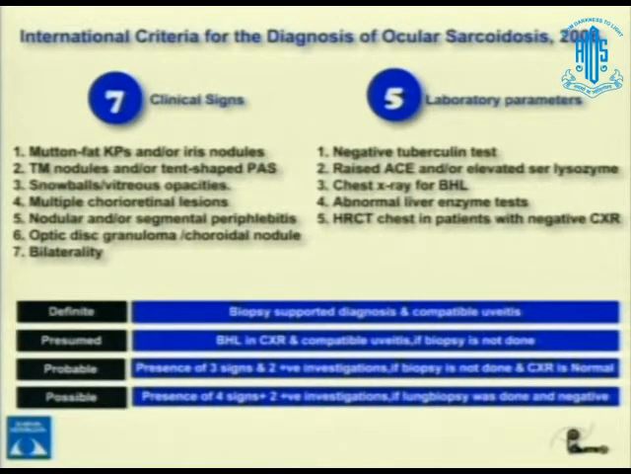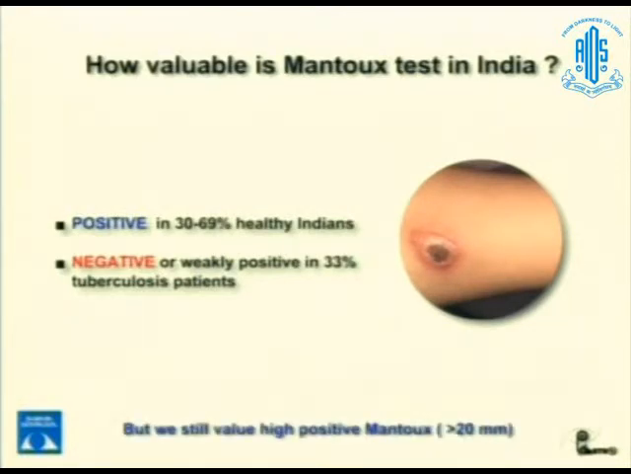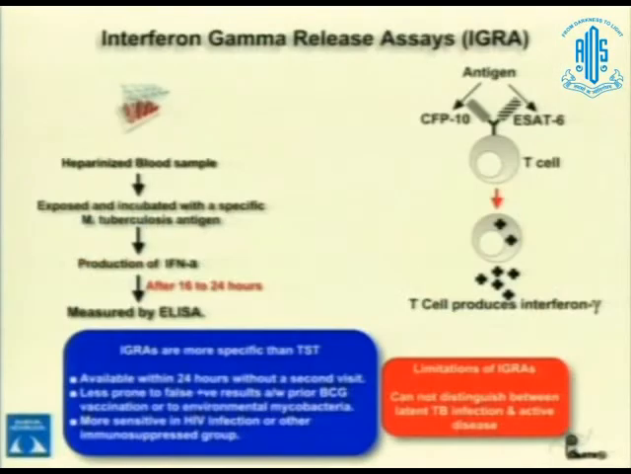For theory purpose, you must read this article, the international criteria for the diagnosis of ocular sarcoidosis, which was published in 2006. Now, how well is the Mantoux test in India? It's positive in 30 to 69%, but in our institution, what we still value is a high Mantoux, more than 20 millimeter. This is very important for the theory purpose.